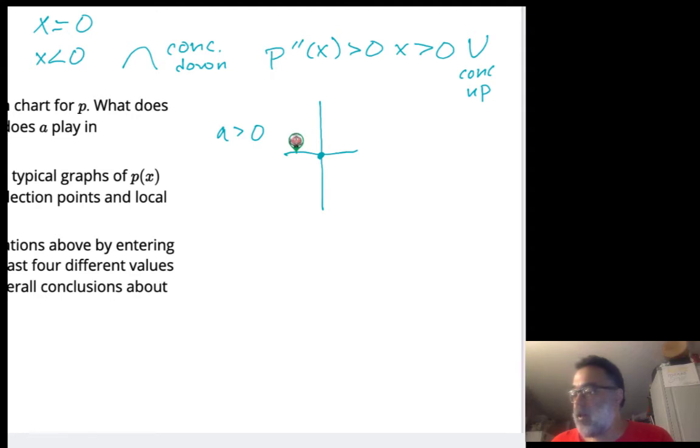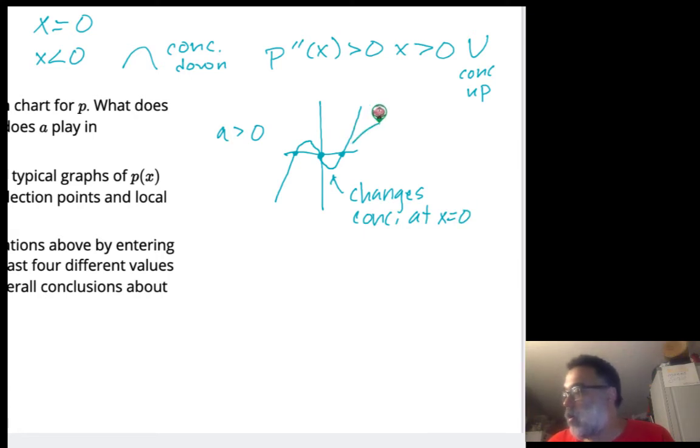It has a root figured out back on that first slide if a is greater than 0. And it's concave down, increasing, decreasing, decreasing, increasing. So it changes concavity at 0. My roots are plus or minus square root of a third.